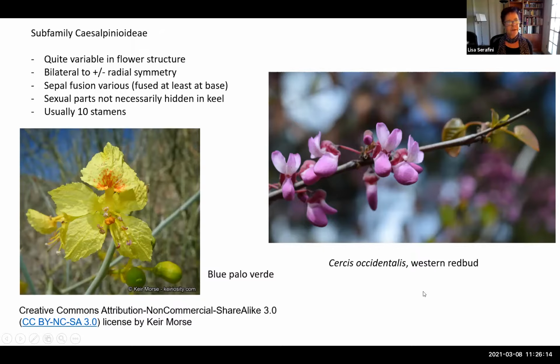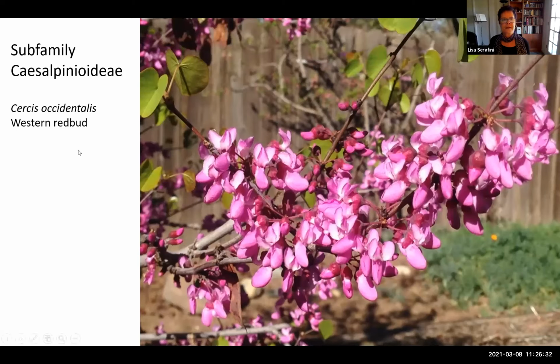And there are some nice plants in here that are native to California, like the blue palo verde. That's in Southern California. But up here in Northern California, we have our lovely Western redbud, and that's why we're even learning this subfamily. So let's look at the Western redbud, or Cercis occidentalis. One of the things that you can see is it's woody. It is a tree or a shrub, but it's tree sized. And the flowers come out before the leaves.